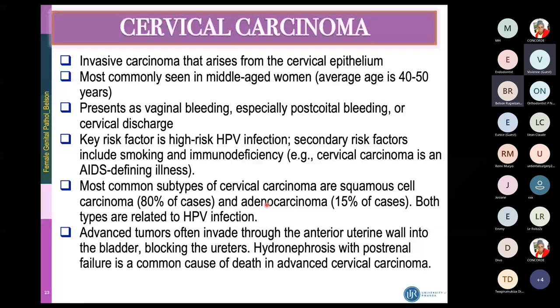So probably because they start sexual intercourse at a very tender age. So it presents as vaginal bleeding, especially post-coital bleeding, or cervical discharge.